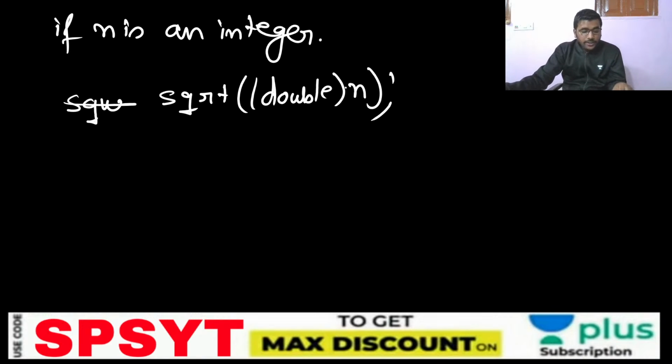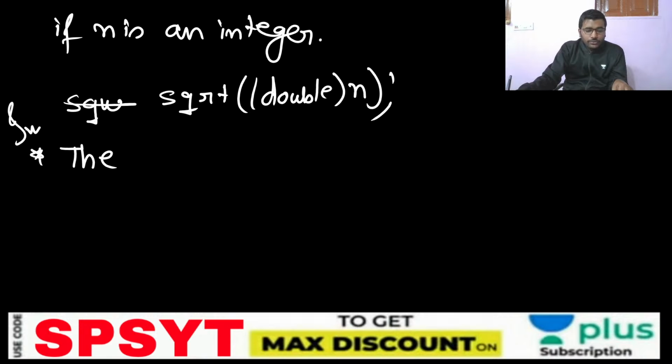So the cast, this is very important, don't get confused. The cast produces the value of n in the proper type. N itself is not changed. N is not going to be changed; this expression is going to be converted. Okay, Madhura, I am explaining.